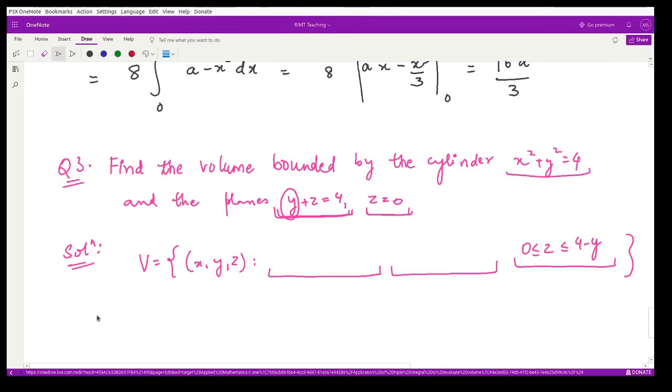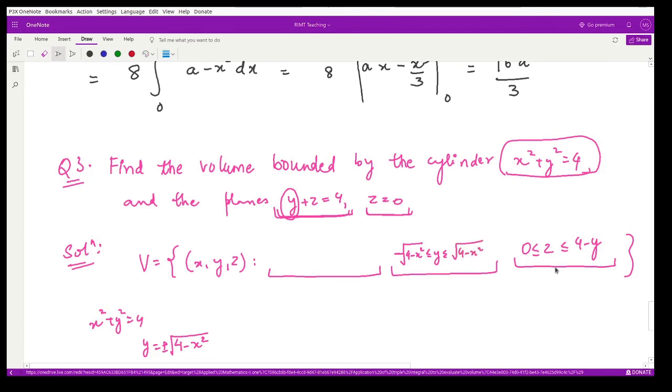For the limit of y, we will use this expression, x square plus y square is equal to 4. So from here, we can calculate the value of y, that comes out to be plus minus square root of 4 minus x square. So that becomes the limits of y in terms of x. So that means here the limits are minus square root of 4 minus x square and square root of 4 minus x square, the positive quantity.